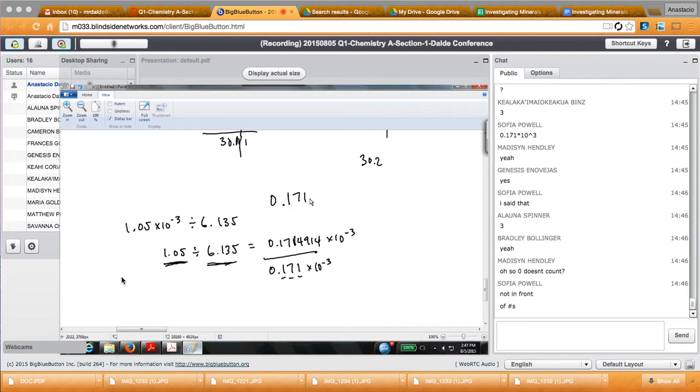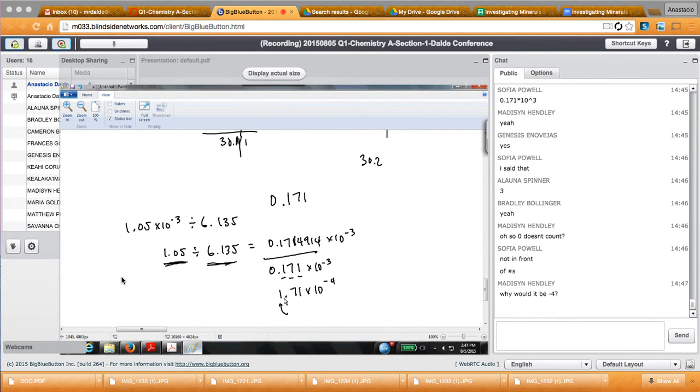Now, technically, this is correct, but I wouldn't write it like this. Mathematically, we always like writing it as 1.71 times 10 to the negative 4, I think it is. This would be the better way to write it, and this goes back to scientific notation. When we write things in scientific notation, we always like to have only one number to the left of the decimal place. The rest of them have to come after. Got it?